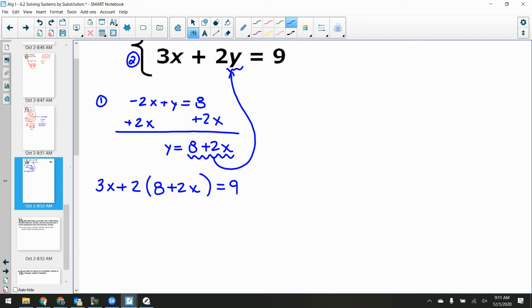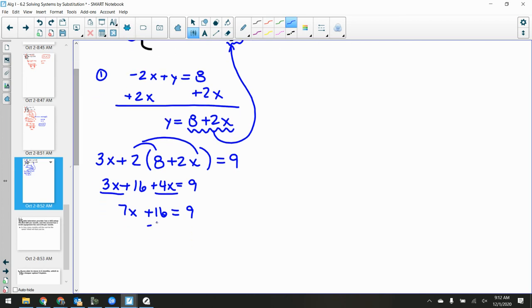I distribute in the 2. (16 plus 4x). I combine the 3 and the 4 to make a 7. I subtract over the 16. And I get negative 7. And look at that. X is negative 1.